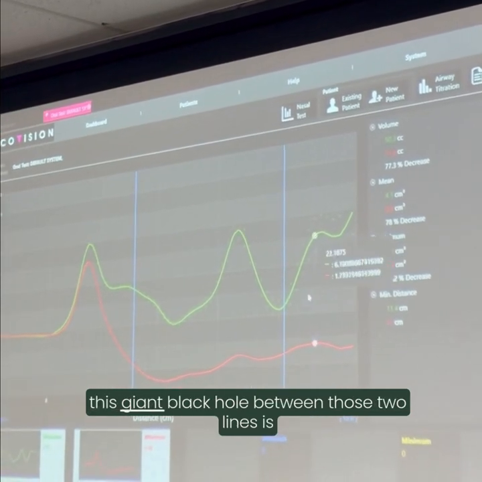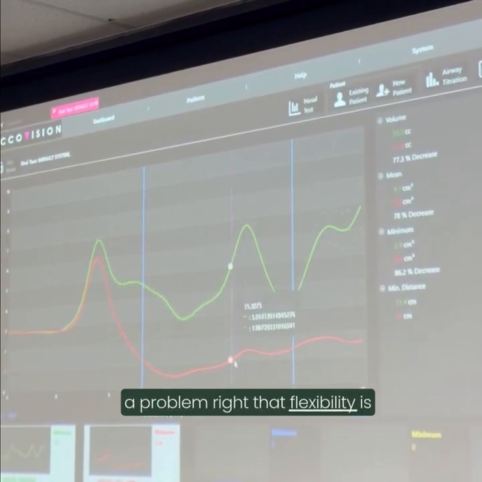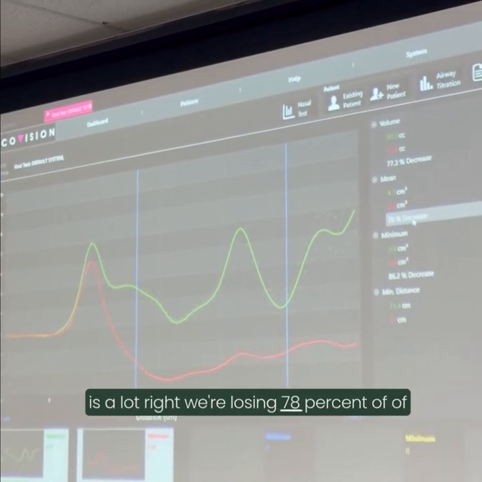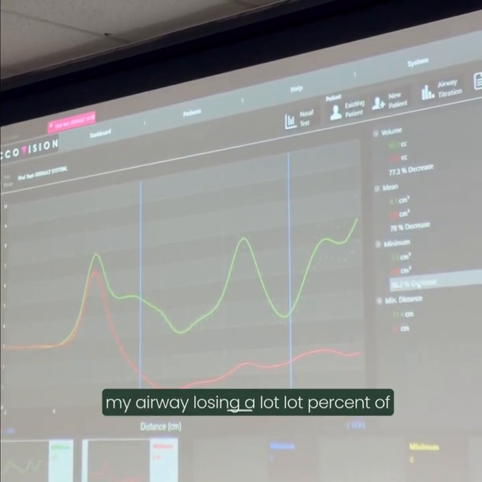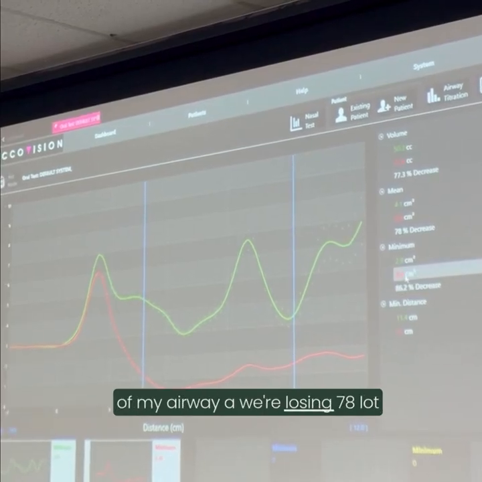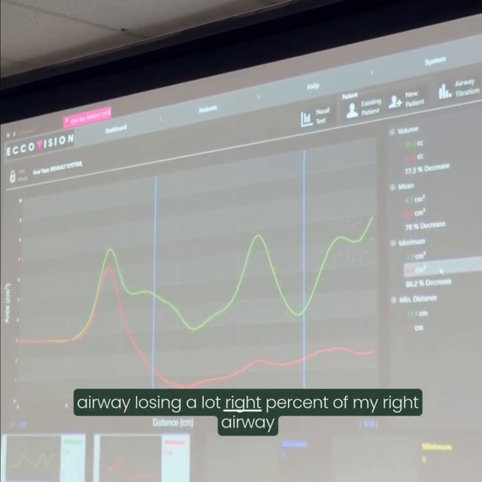When you see a reading like this on a screening, this giant black hole between those two lines is a problem, right? That flexibility is a lot, right? We're losing 78% of my airway. We're losing 86% of the minimum opening, and we're dropping down to a reading of 0.4 square centimeters, which is super narrow.